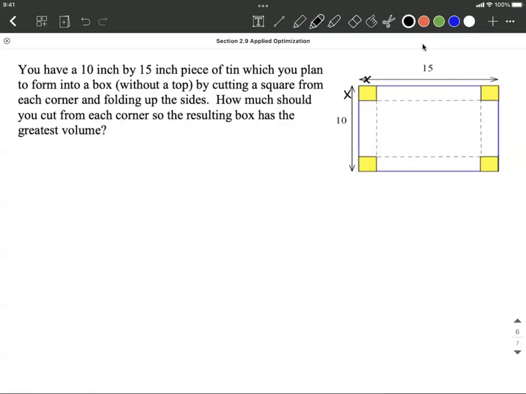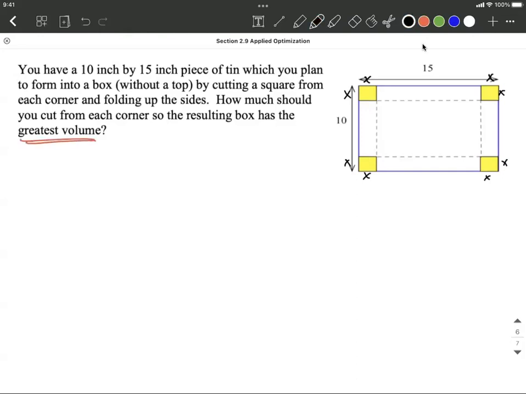Like each one of these, I'm going to say is X on each side. Because we want this box to fit together nicely, however much comes out of one corner has to be equal on each of the corners so that when we fold this up, it's going to make a nice little box. All right, so we want to figure out how to get the largest volume. How do we get that greatest volume?